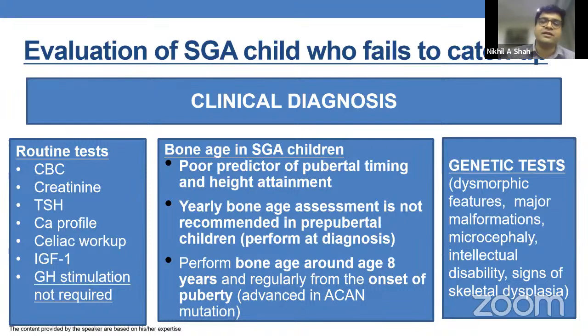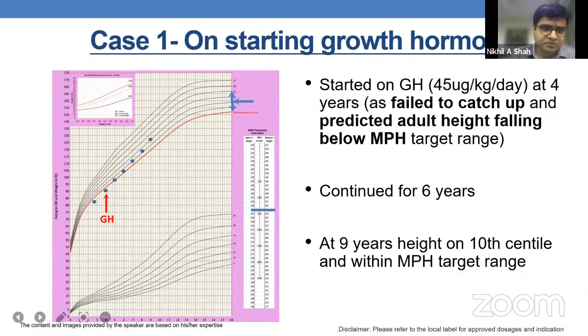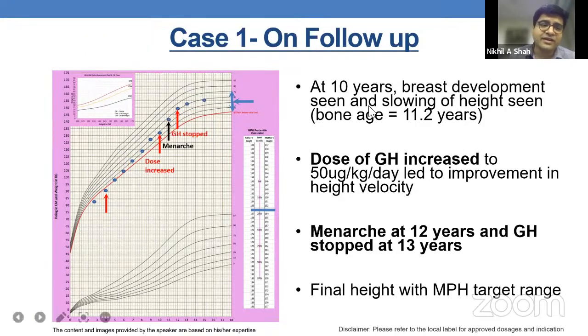Now coming back to our case, this is a 4-year-old child who was short. We started the child on growth hormone therapy at 45 microgram per kg per day. So when we started growth hormone, we continued for 6 years. And you can see the child who was short for the MPH, whose final height was going to lie below the 3rd percentile, has now caught up to the 25th percentile. So that's a very, very good catch-up growth there. At 10 years, the child started showing signs of breast development and slowing of height. The bone age is around 11 years, 2 months.